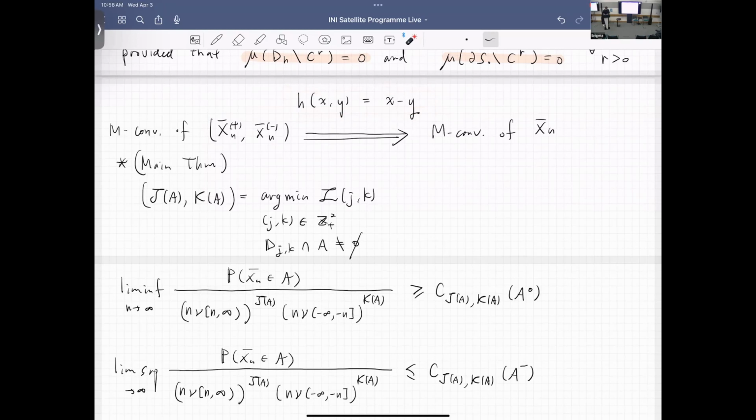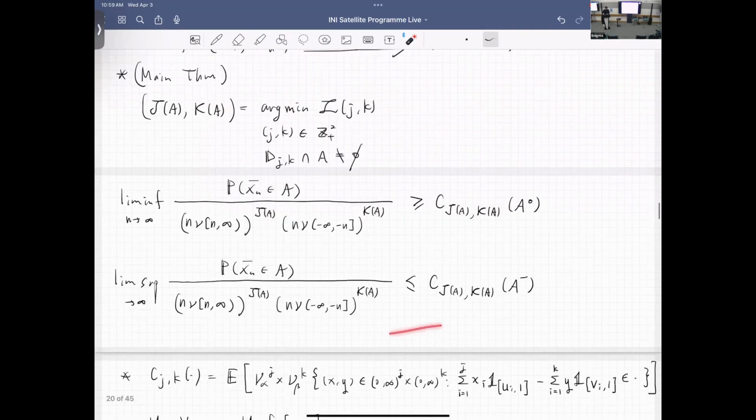In fact, Lipschitz. So therefore, the subtraction of these two, which is x and bar, the original two-sided related process, does satisfy M convergence, in particular. So this is a statement.